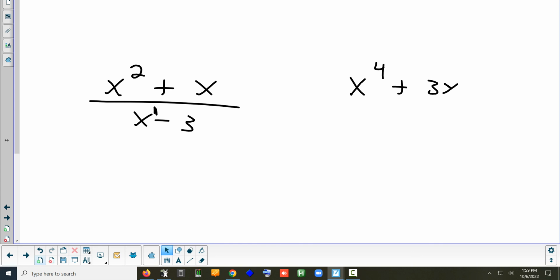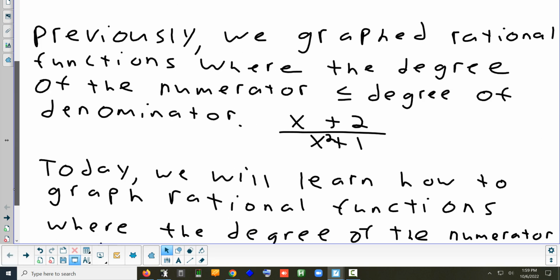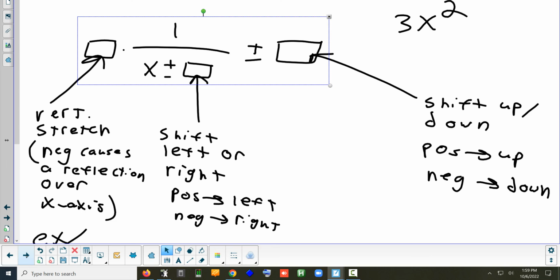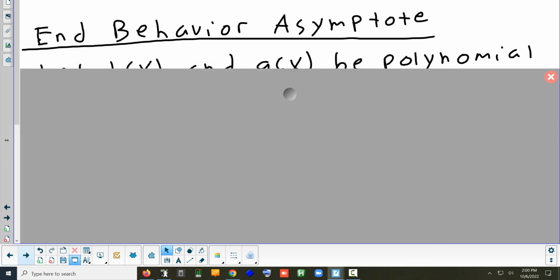If you had something like this, the degree in the top is a 4. What's the degree in the bottom? 1. What's the difference? 3. That's going to be a little complicated. The bigger the difference between the top and the bottom, the worse it's going to get. Okay, we're going to mostly focus on where the degree is only 1 different. Not 2 different, or 3 different, or 4 different. Just 1 different. Okay, because then it starts to get harder after that.